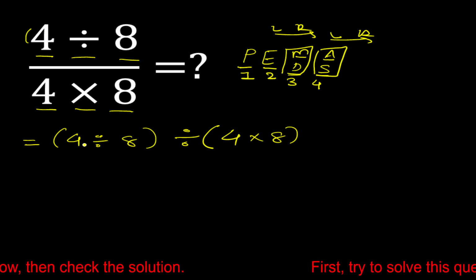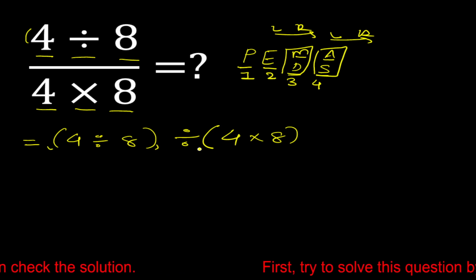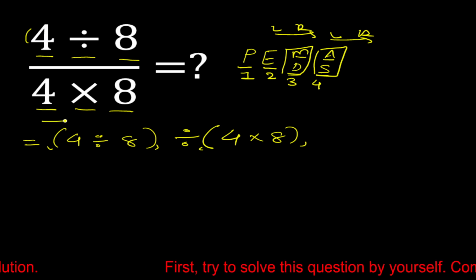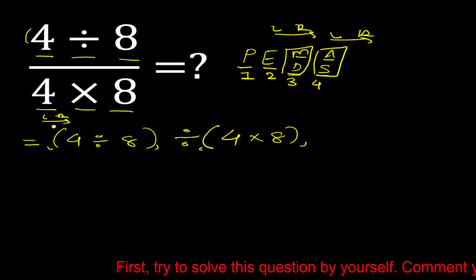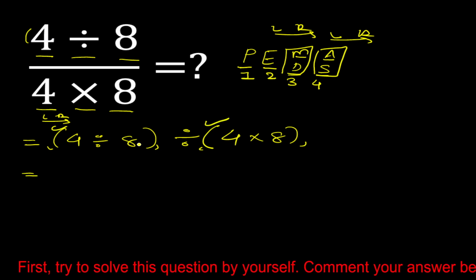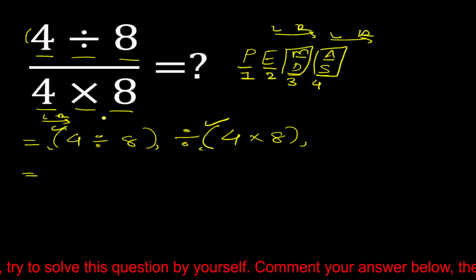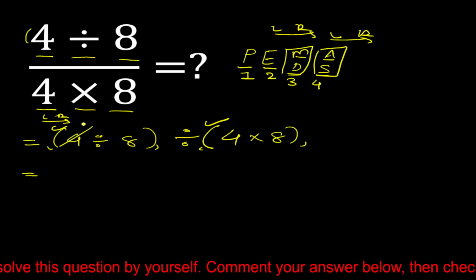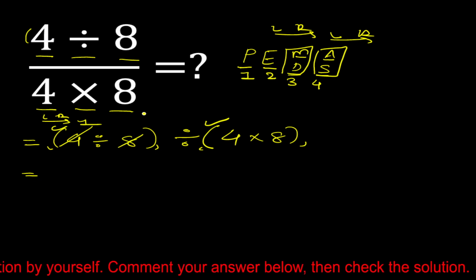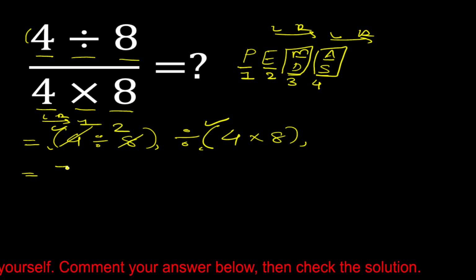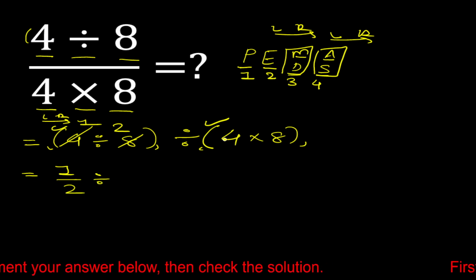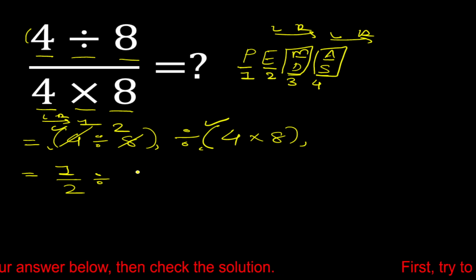Okay, so first we have to solve the parentheses. Here we have two parentheses, so we have to solve them from left to right. So first we solve this parenthesis, then we solve this parenthesis. So 4 divided by 8 is equal to, dividing by 4, 1 over 2. Okay, so 1 over 2 divided by, now solve this parenthesis, 4 multiplied by 8 is equal to 32.